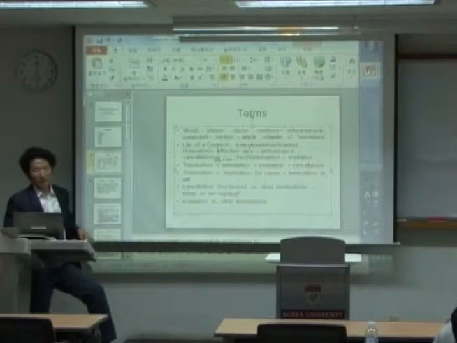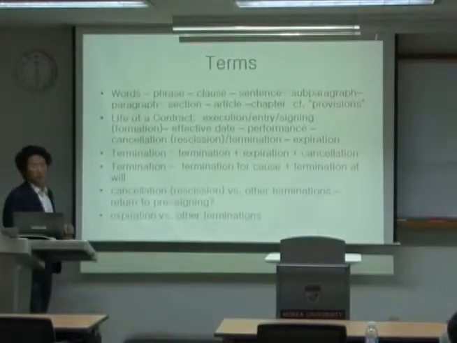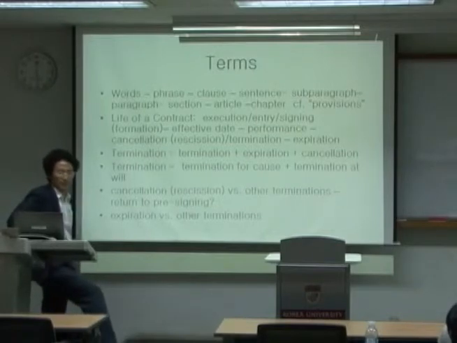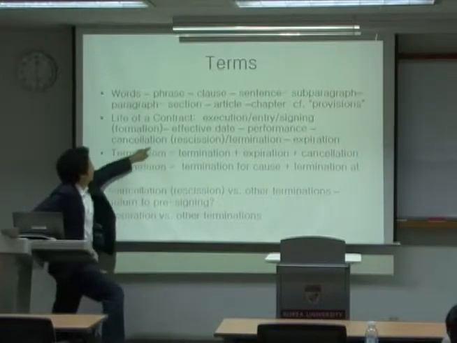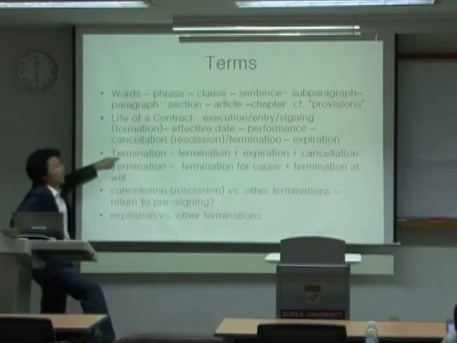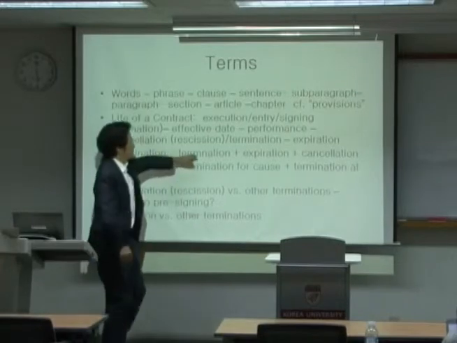And after it has become effective, it can be performed. Now, if it's not performed, it can end in different ways. Now, all three forms of ending a contract can be categorized under this term, termination. Okay? Termination with a big T. And it has three different types of terminating a contract.